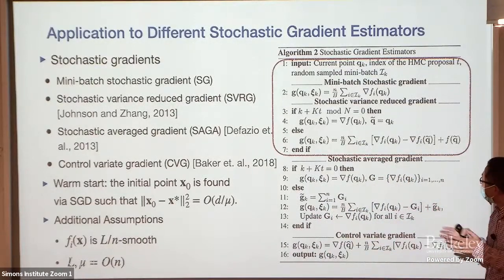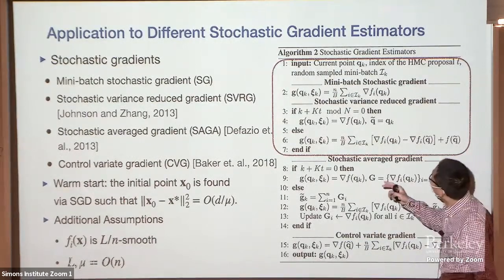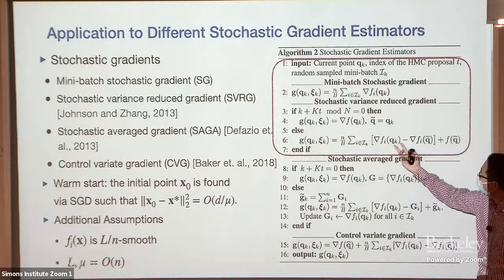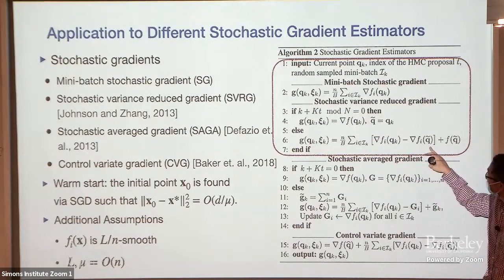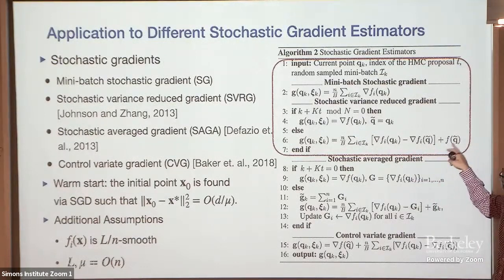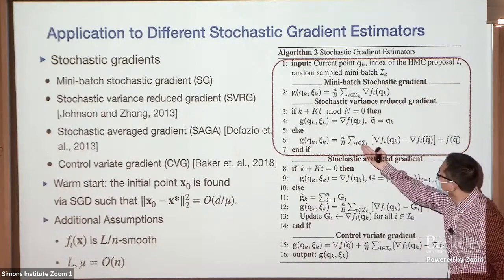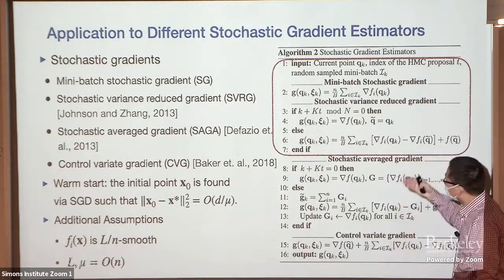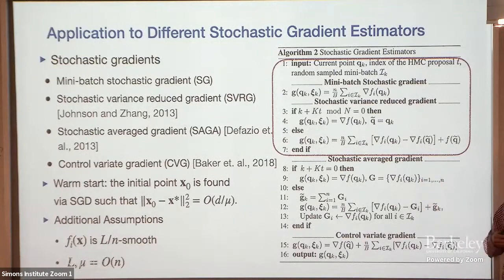And within the epoch, or between any two reference points, you are going to calculate this so-called semi-stochastic gradient, which is the difference between two mini batch stochastic gradients at the current sample and the reference sample. And then you add the full gradient at the reference sample. So you can show that this semi-stochastic gradient, first of all, is unbiased. Second, the variance will decrease when the distributions of Q_k and Q_0 get closer and closer to each other.